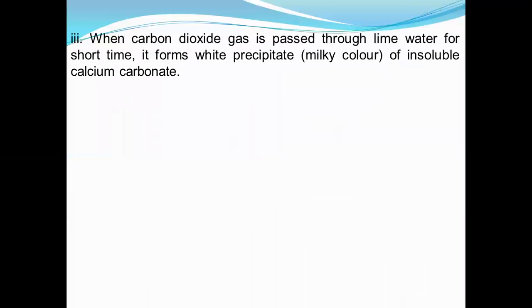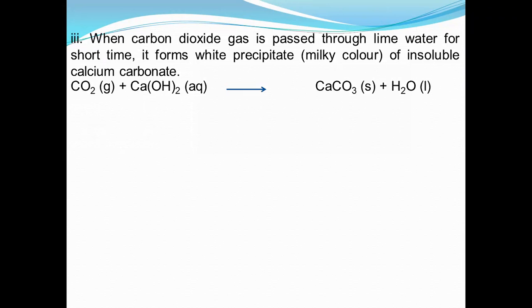Next one is the CO2 test, as I've already explained about that. I'm just going to read it. When carbon dioxide gas is passed through lime water for a short time, it forms a white precipitate, milky in color, of insoluble calcium carbonate. The reaction is like this, and this is the product.